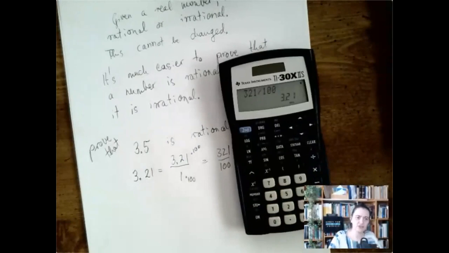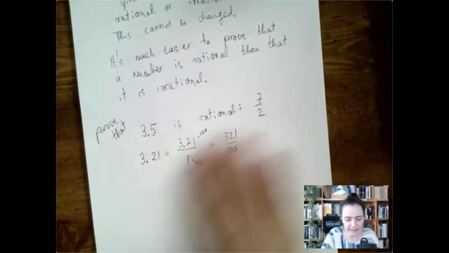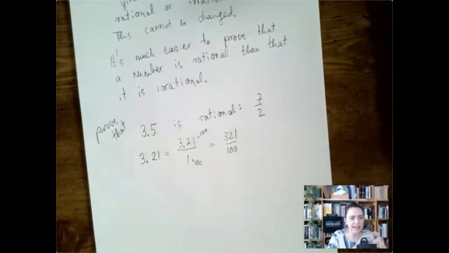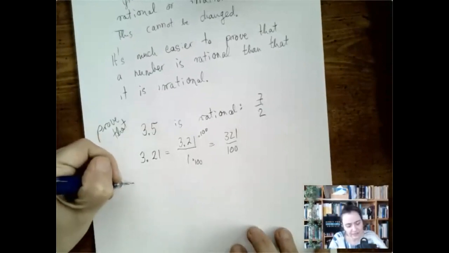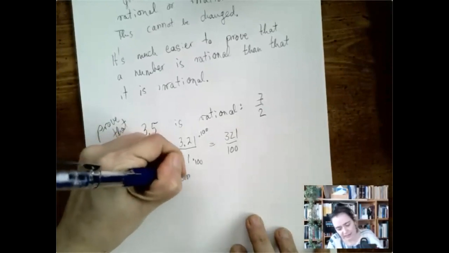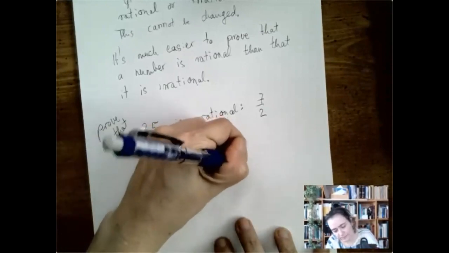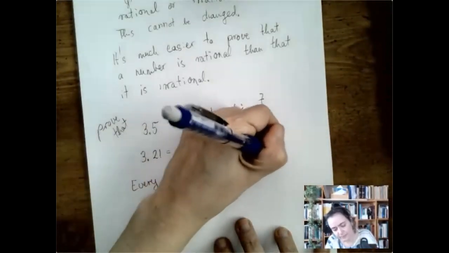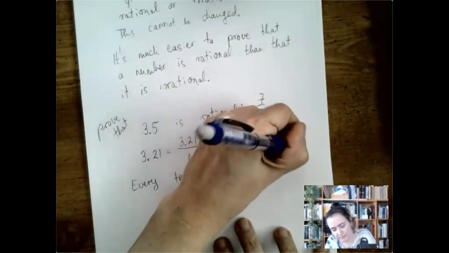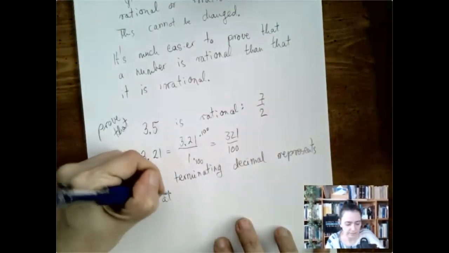So there. Now I think you understand that we kind of proved that if a decimal ends, it's called a terminating decimal. So let me just write down this statement. In fact, every terminating decimal represents a rational number.